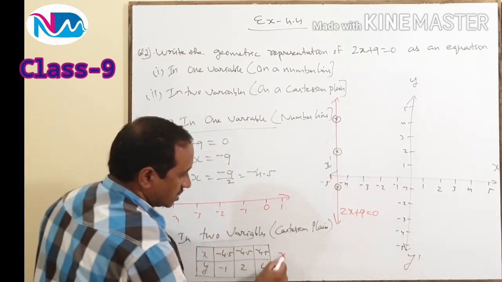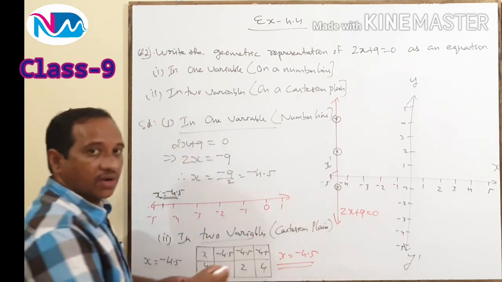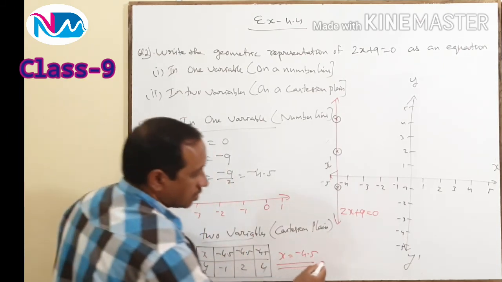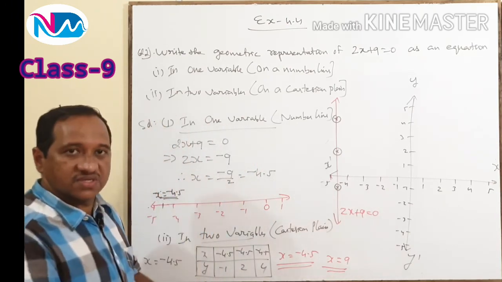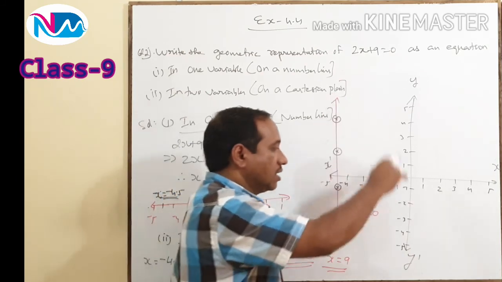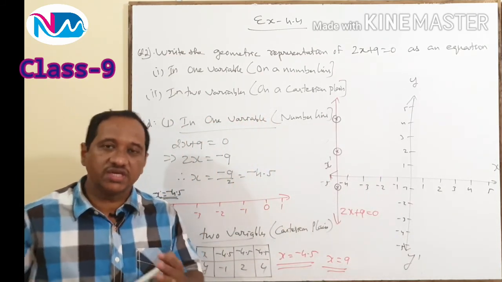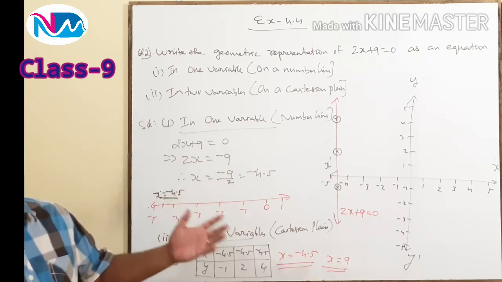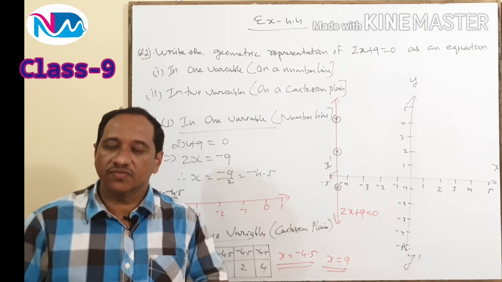Here we can say that x is equal to -4.5, which is in the form of x is equal to a, which represents a line parallel to y-axis. So with this question, I wind up the exercise as well as we are completing chapter number 4.